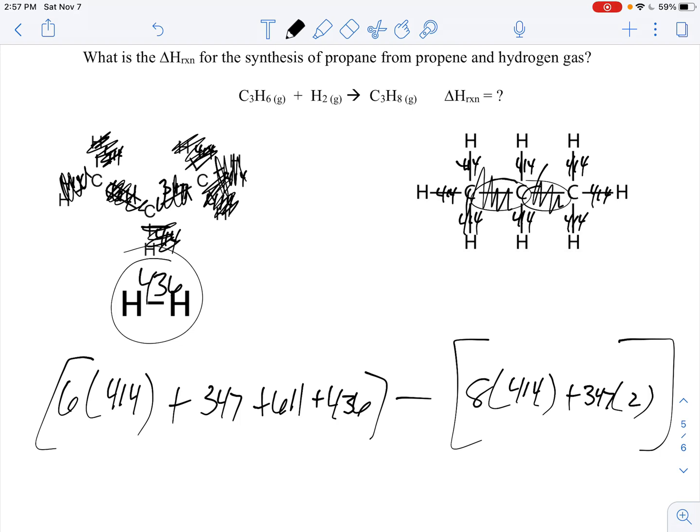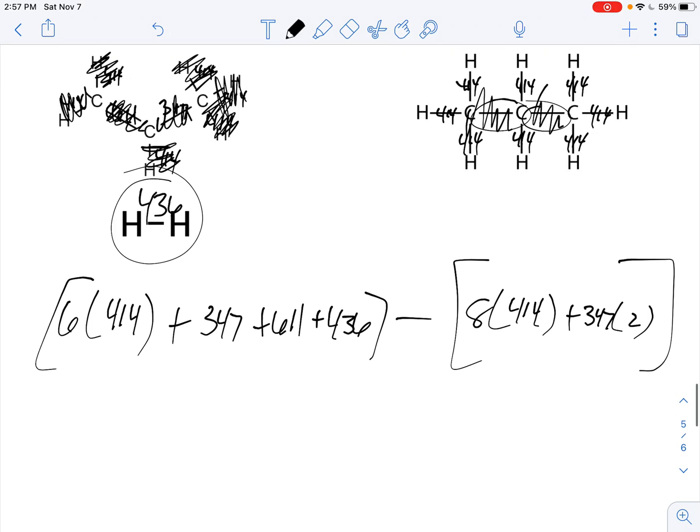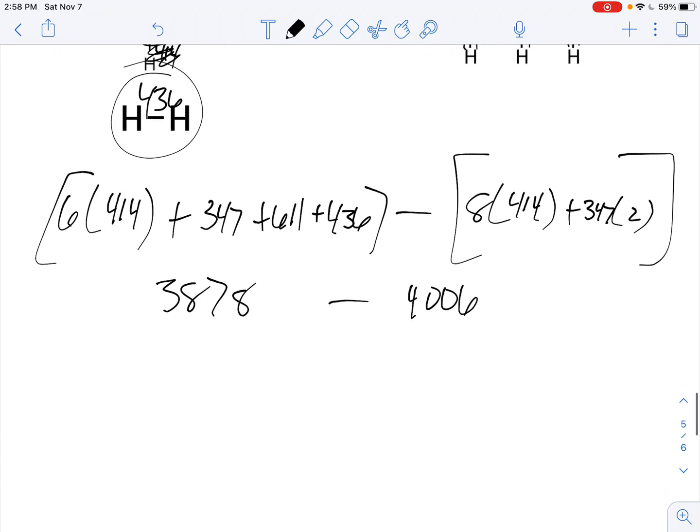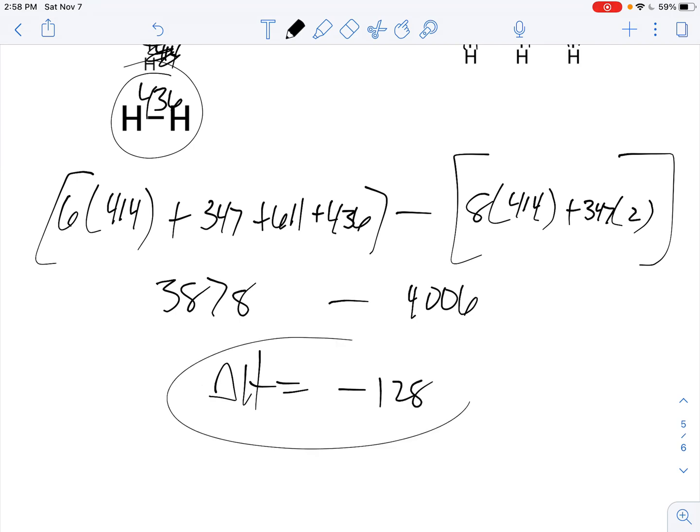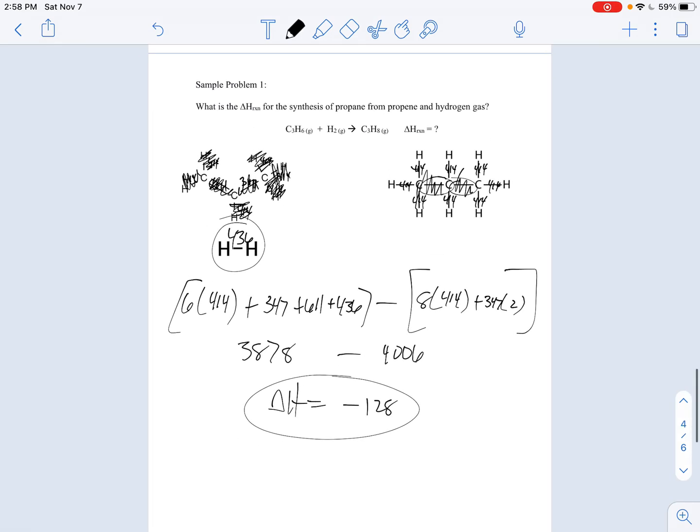So consequently, 6 at 414 is that, and then a 347, and then a 611, and a 436. I got 3878 here to break, and then I'm going to subtract from that 8 at 414 with a couple of 347s here. That's going to be 4006. So my delta H for this process is 3878 minus the 4006, negative 128 for this process, assuming I've done my math right.